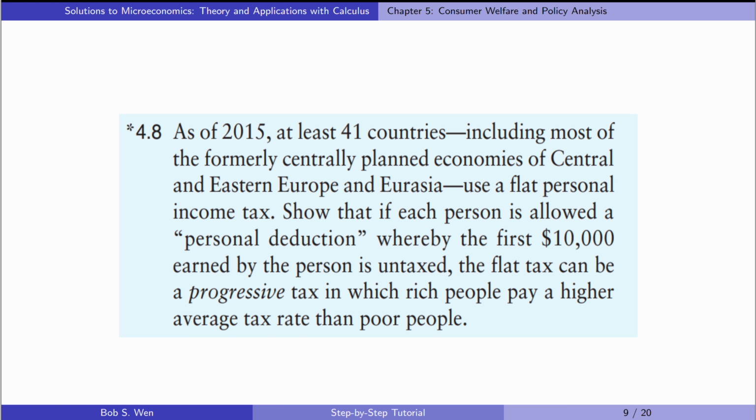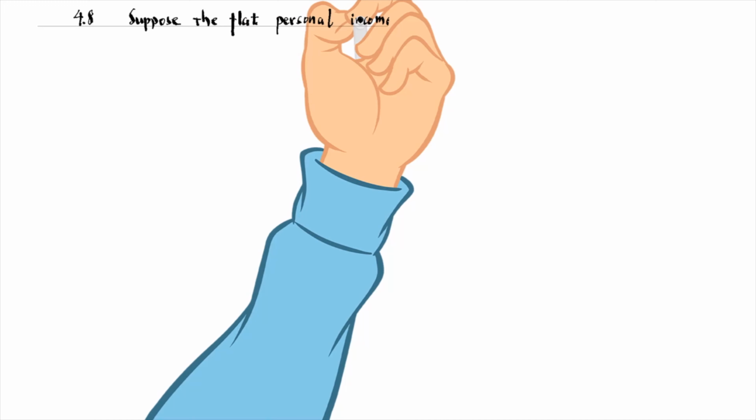Let's do exercise 4.8. As of 2015, at least 41 countries, including most of the formerly centrally planned economies of Central and Eastern Europe and Eurasia, use a flat personal income tax, so that if each person is allowed a personal deduction whereby the first $10,000 earned by the person is untaxed, the flat tax can be a progressive tax in which rich people pay a higher average tax rate than poor people. Suppose the flat personal income tax rate is 10%.